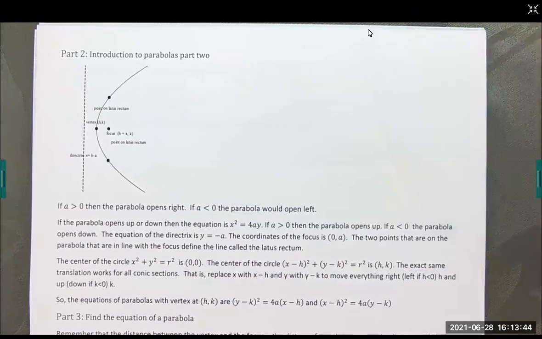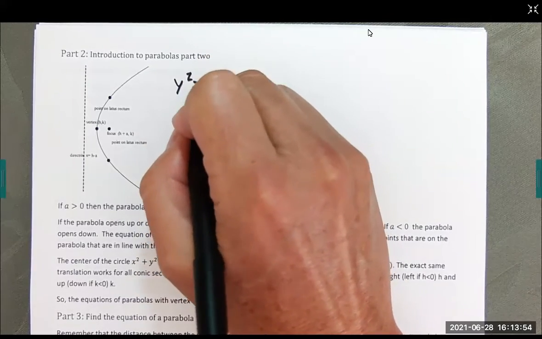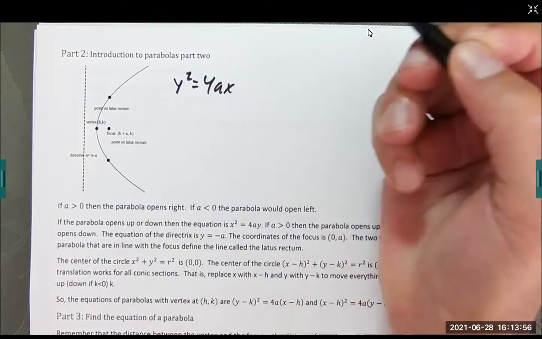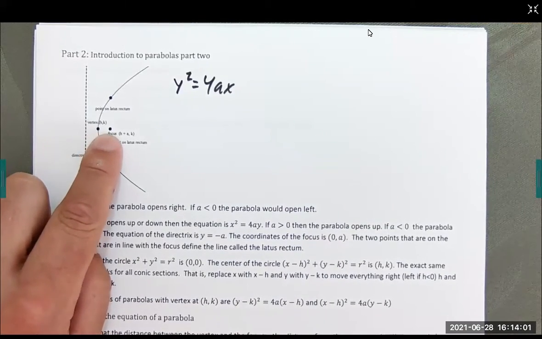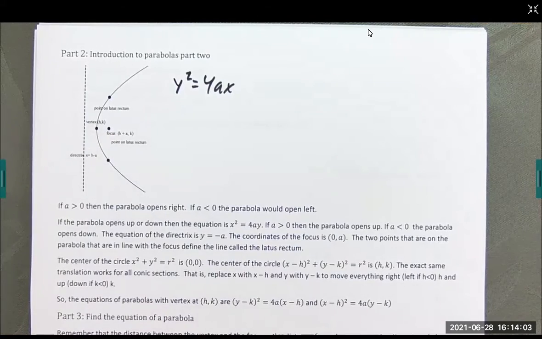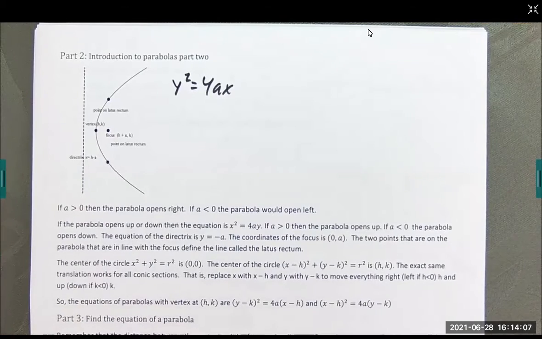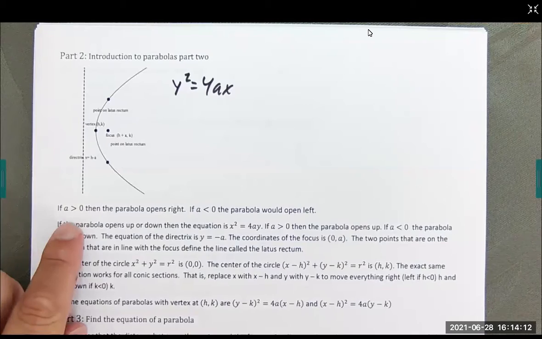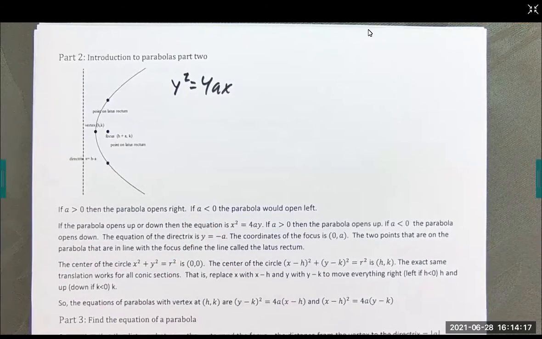All right. So parabolas, introduction, part 2. So here we go. Again, we have the equation y squared equals 4ax. But the distance from the vertex to the focus is the distance of a. And the distance from the vertex to the directrix straight to it is the distance of a as well, in the opposite direction. If a is positive, the parabola opens to the right. If a is negative, the parabola opens to the left.